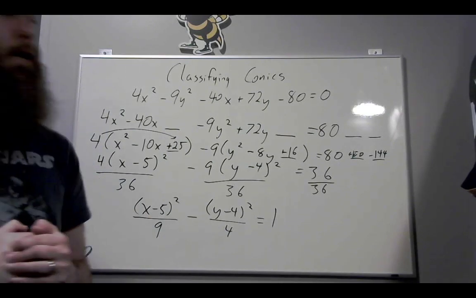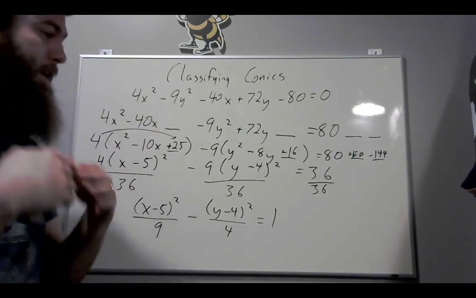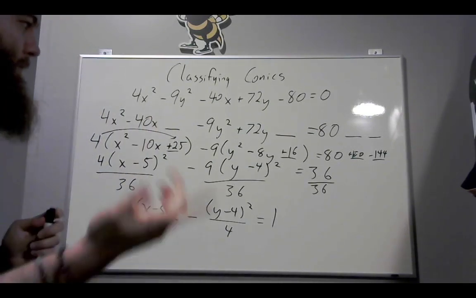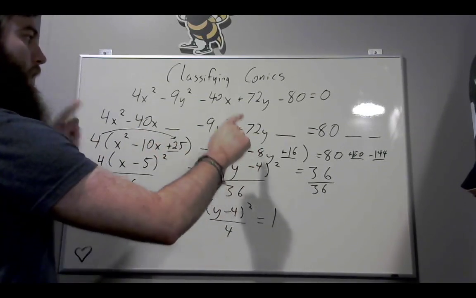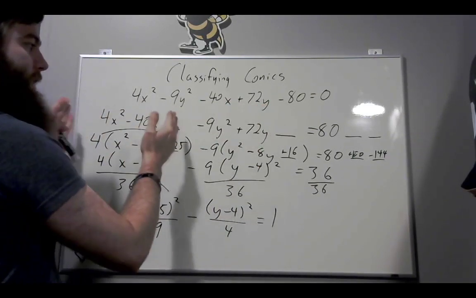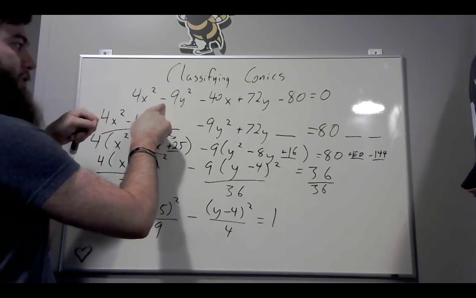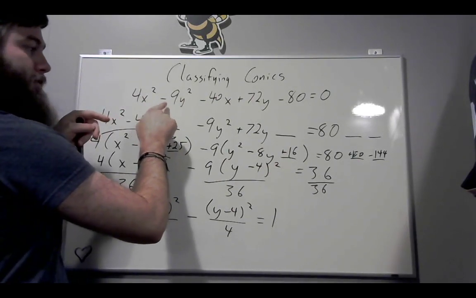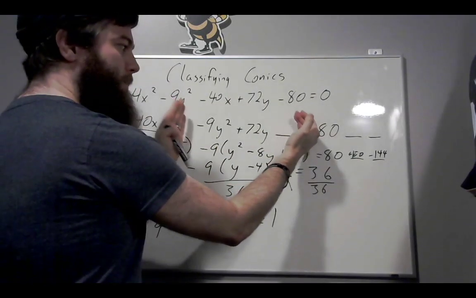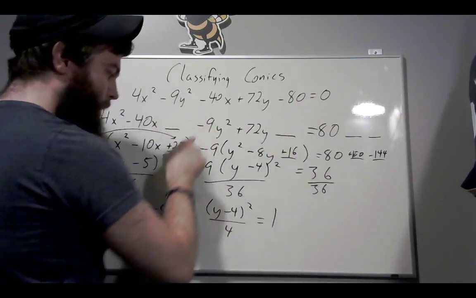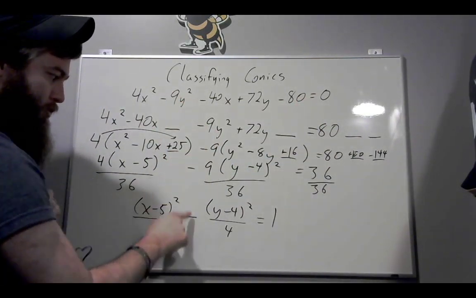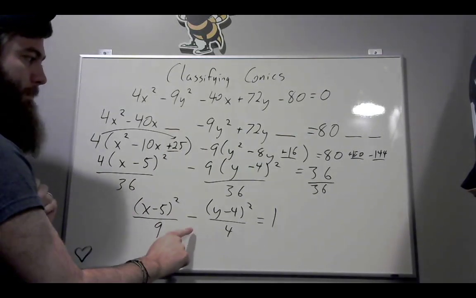So if you have any questions, well, let me just go over this one more time and then I'll look at your questions. So I separated my x's and my y's. Whichever squared term was negative, I'm always going to place that second, because I want this minus sign to remain in the middle the entire time.